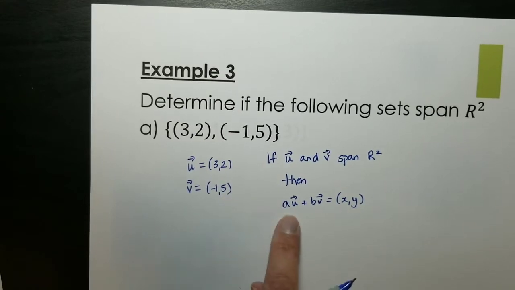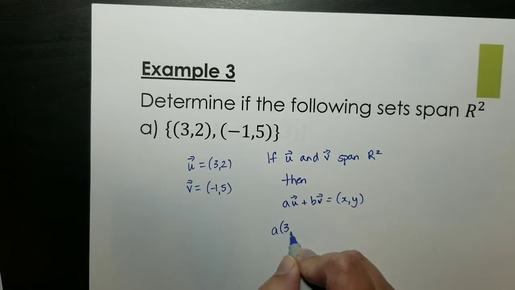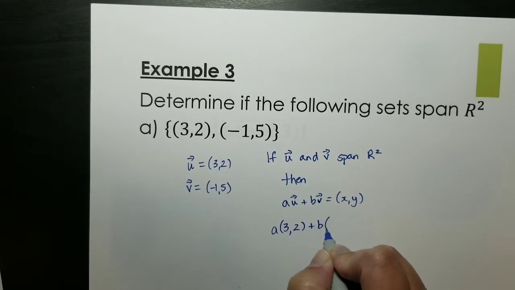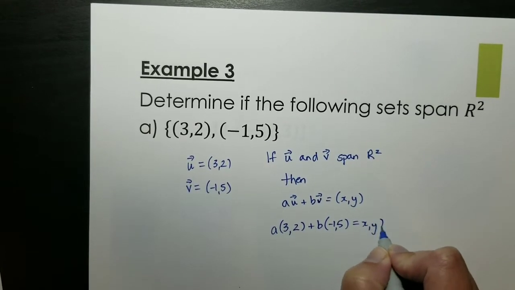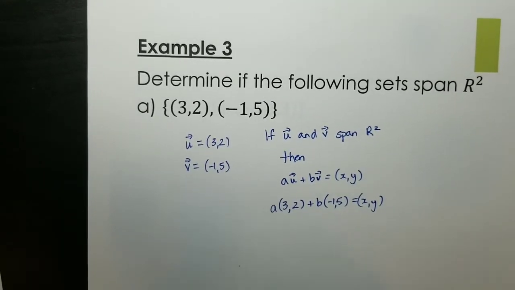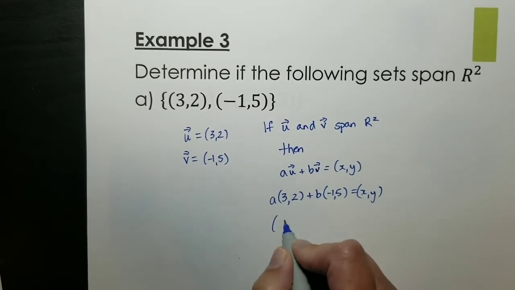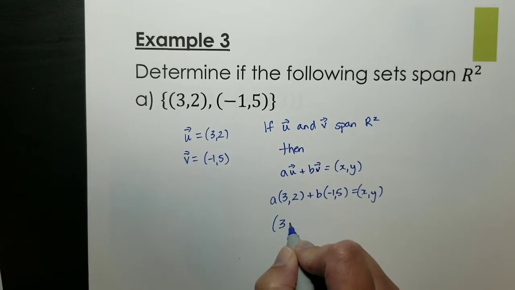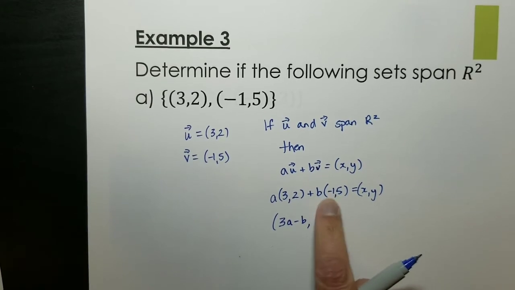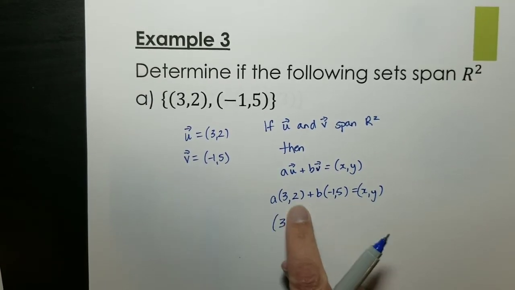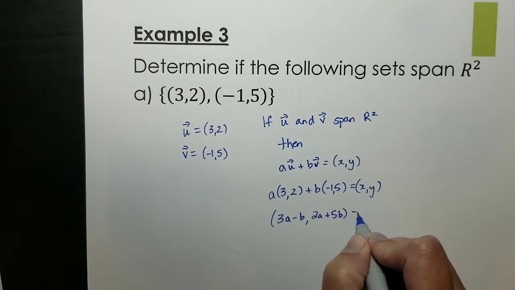I'll put in my u and v in here. So I would have a times vector 3, 2 plus b times -1, 5, which is x, y. Simplifying on the left, I'm going to skip a step just to save a bit of space. I hope we're all okay with saying 3a minus b would be my x if I multiply the a in there and the b and then add together. And then for the y's, I'll have 2a plus 5b.